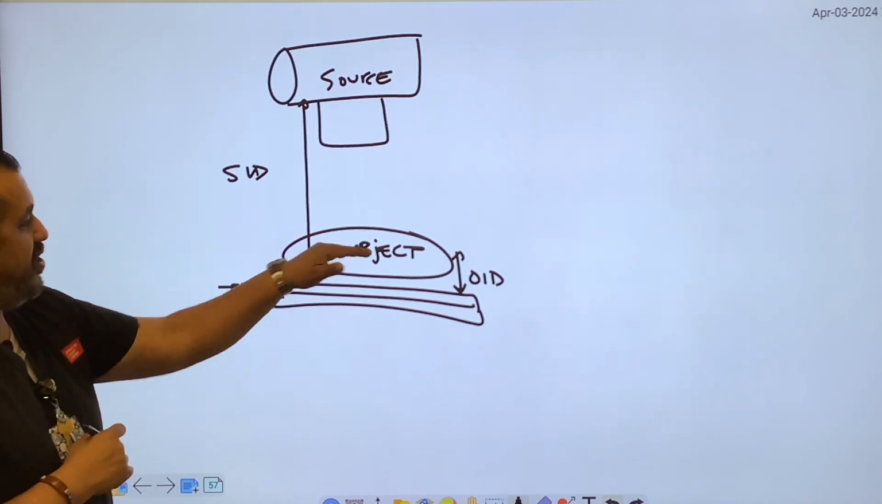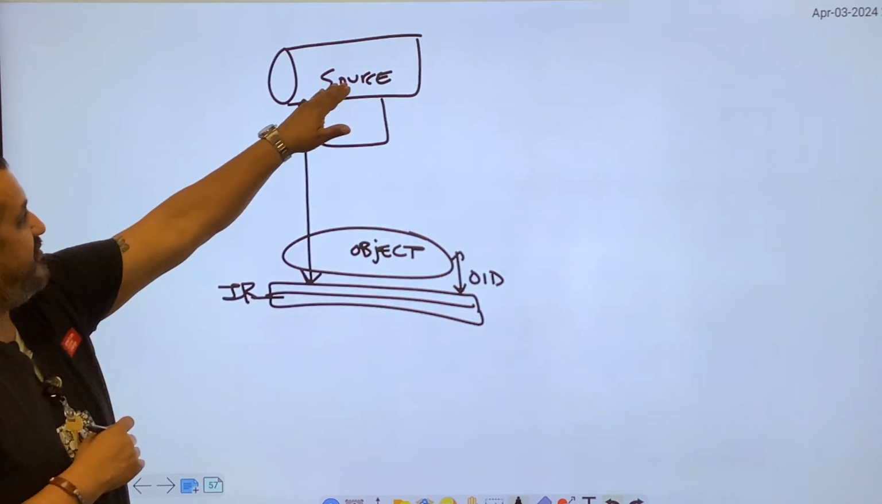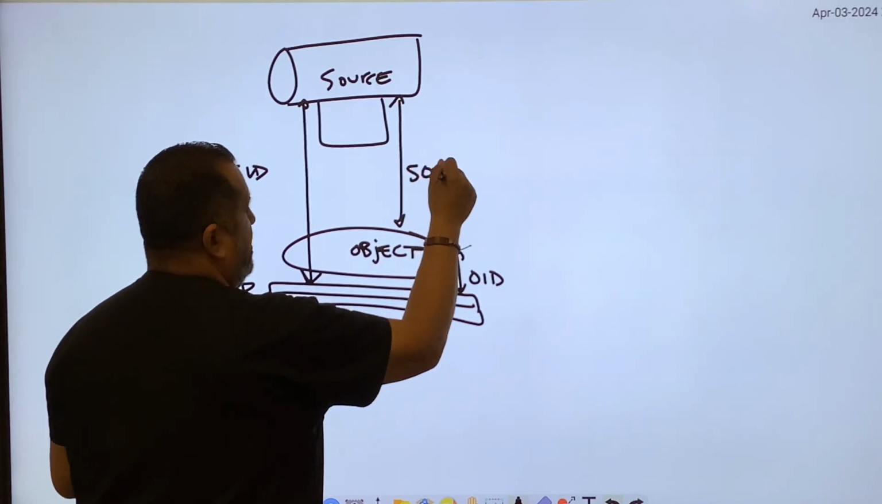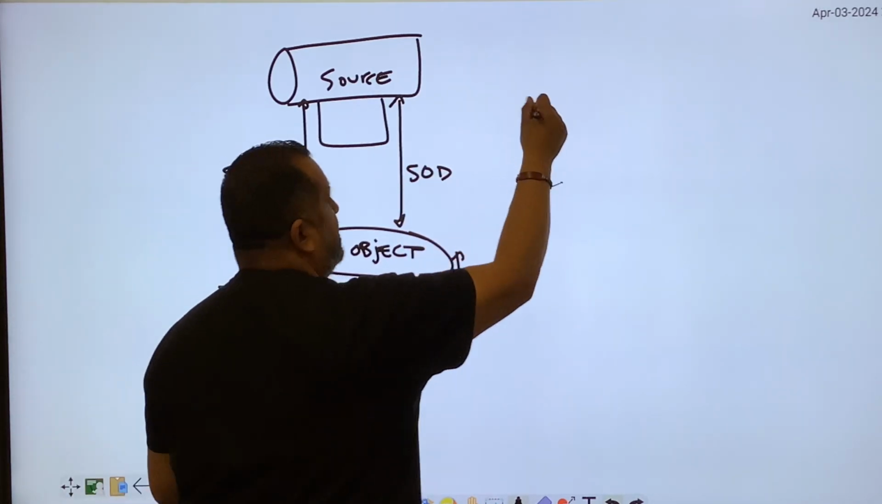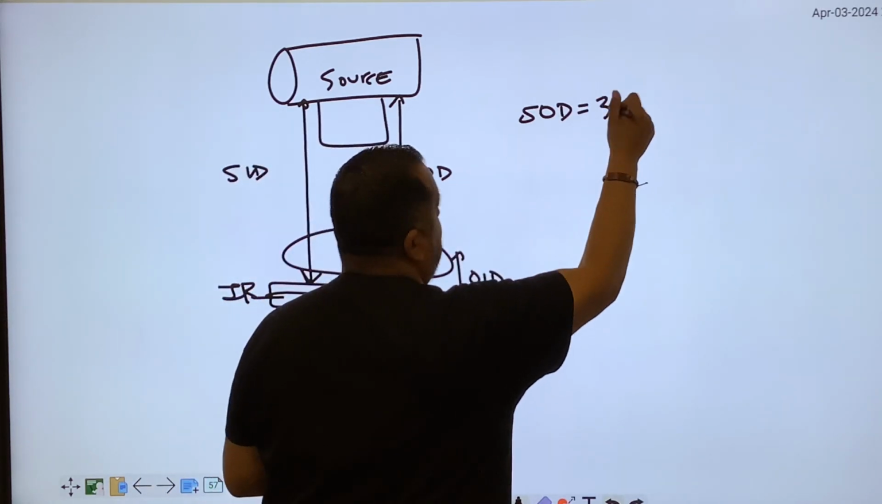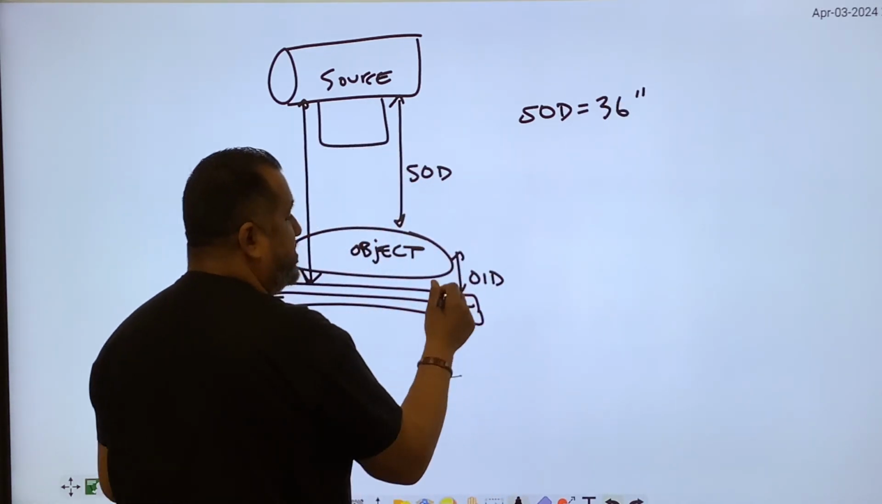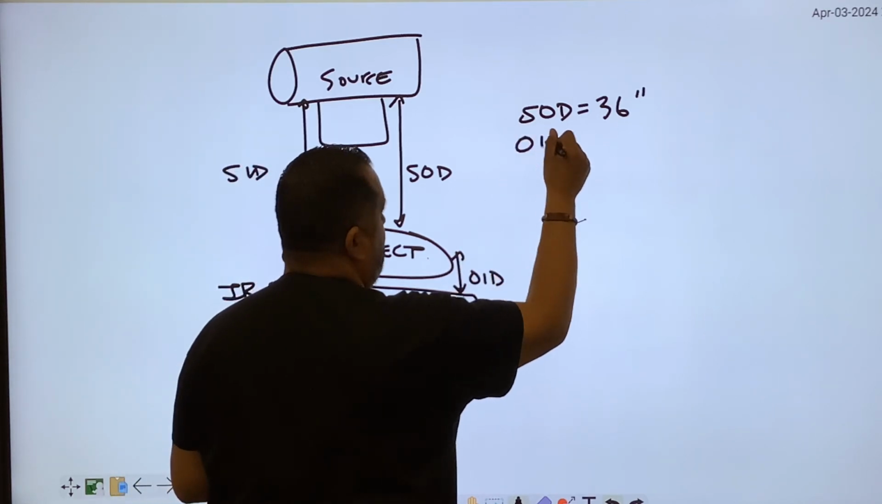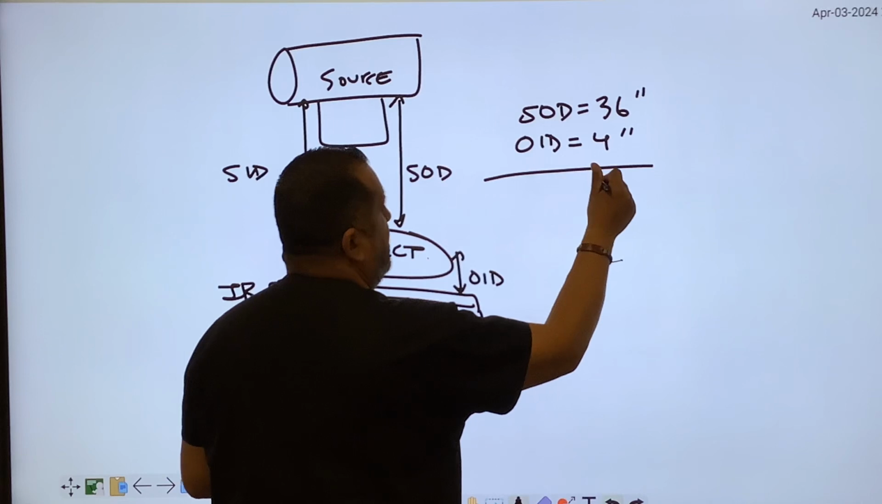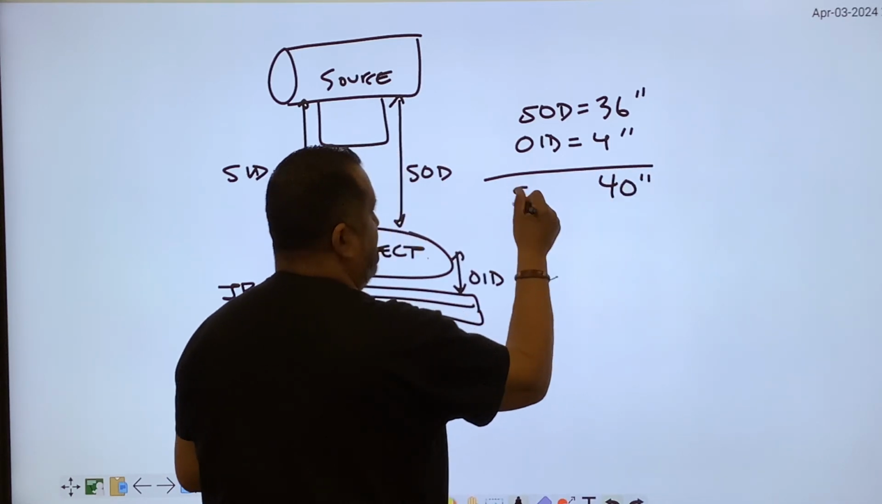So we have the OID, and then we have source to object distance. That's SOD. So when you take your SOD, let's say for example this is 36 inches, and your OID is 4 inches from the image receptor, if you add those two together, you're going to get 40 inches of SID.